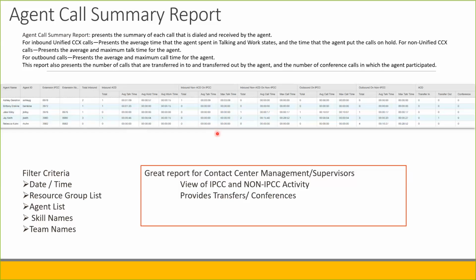My non-IPCC extension is the line that I have outside. So if you dial our 1-800 number and you dial my 4-digit extension, that's going to come to my non-IPCC extension, versus if I call into the 1-800 number and I dial 1 for sales and it eventually gets routed to me, it's going to go to my top IPCC extension.